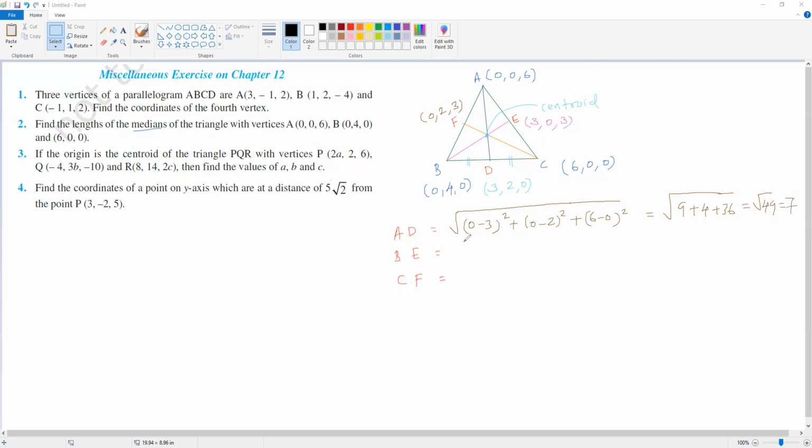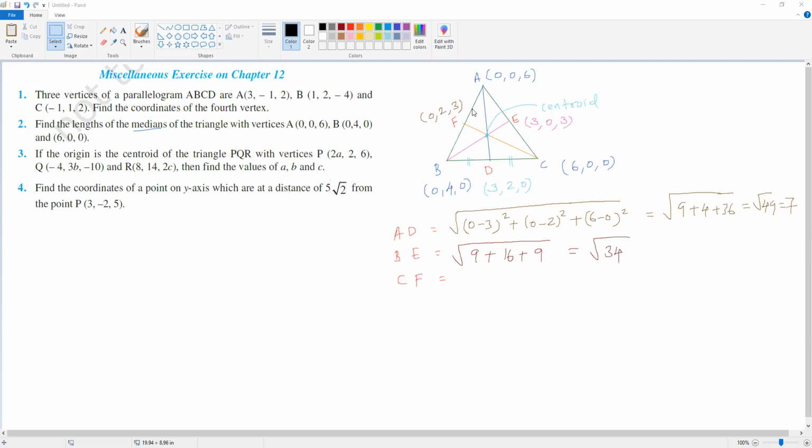Similarly, you can find BE. You can use the distance formula. BE is equal to under root: 0 minus 3, minus 3 squared is 9, plus 4 minus 0, 4 squared is 16, plus 0 minus 3, minus 3 squared is 9. So 9 plus 9 plus 16, that is under root 34.